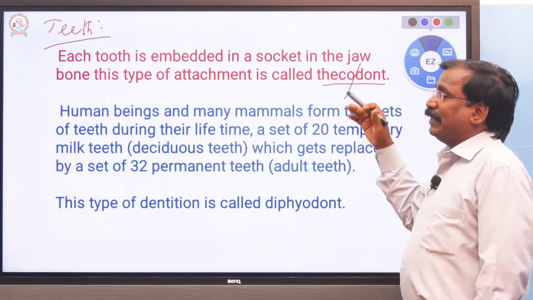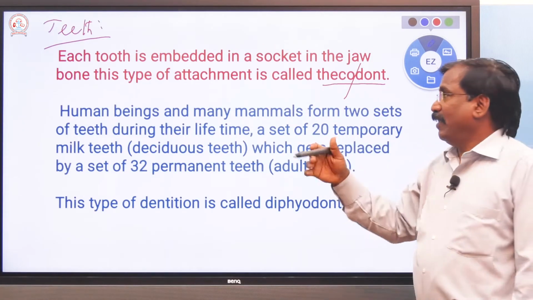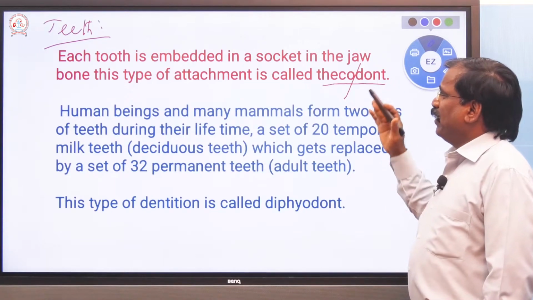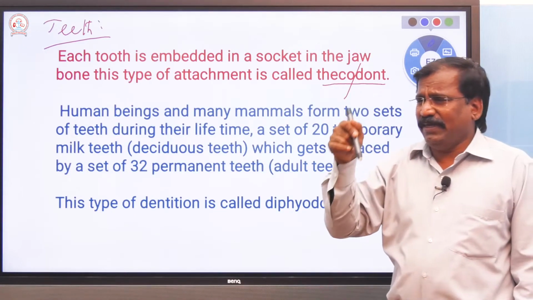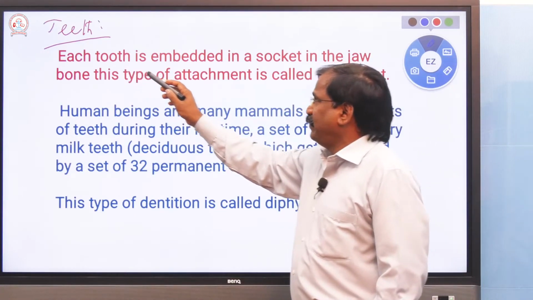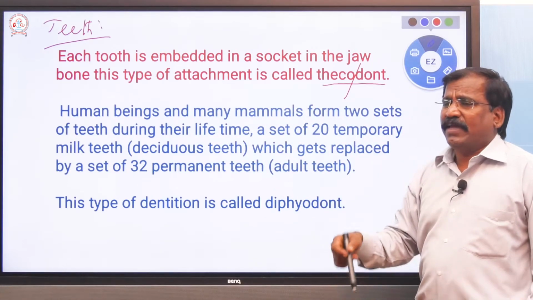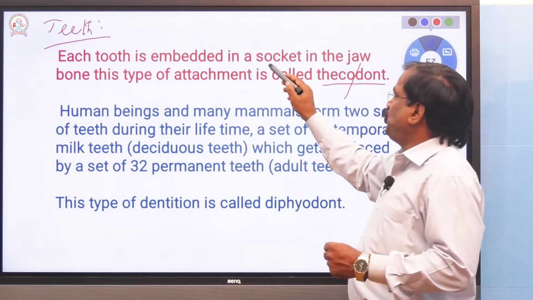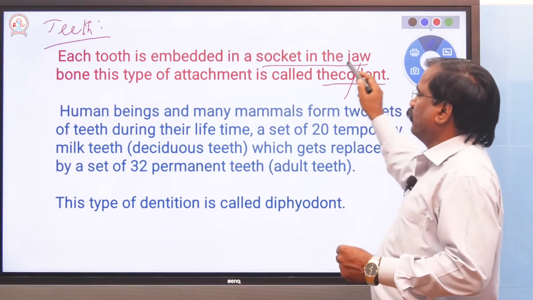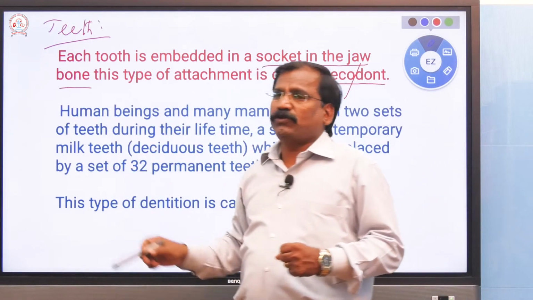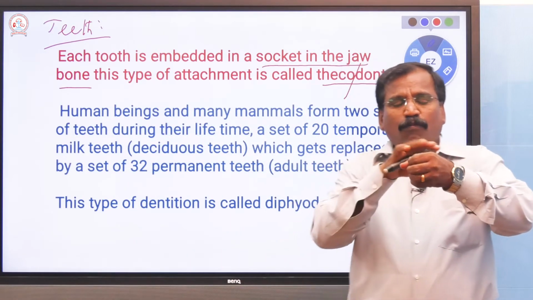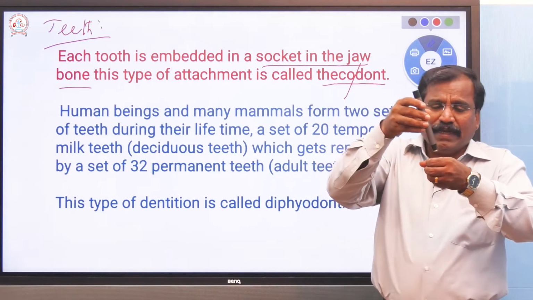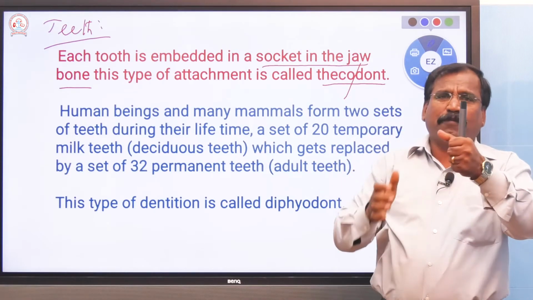Similarly, dentition, that word is related to teeth. What is thecodont? That means each tooth is embedded into the socket of the jawbone. Socket of the jawbone. The teeth fit into the socket.